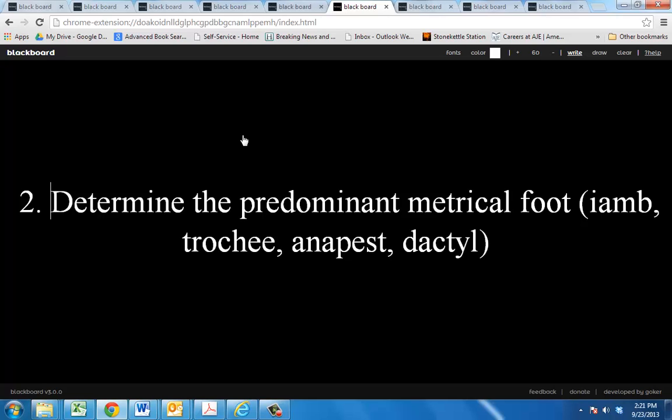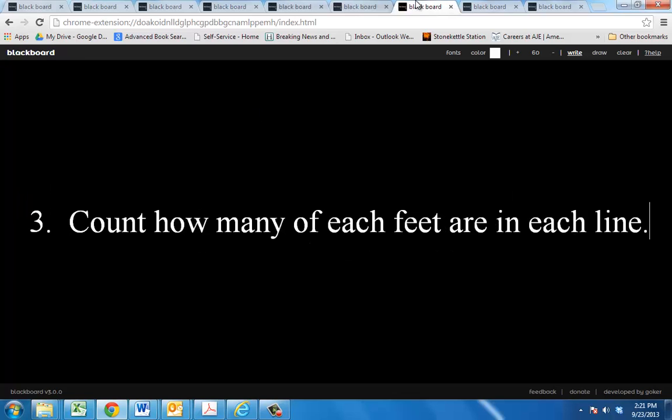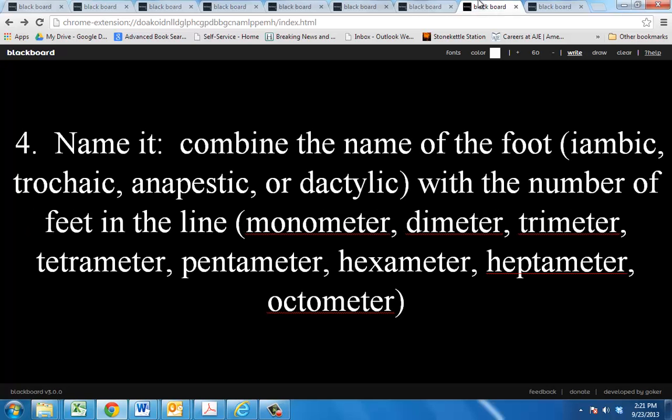Second, we then determine which is the predominant metrical foot. What pattern do you see the most of? Iambs, trochees, anapests, or dactyls? Once you've done that, then you can count how many of those there are in each line. Are there 4 iambs? Are there 5 trochees? And then once you've got that, you can name the poetic meter.